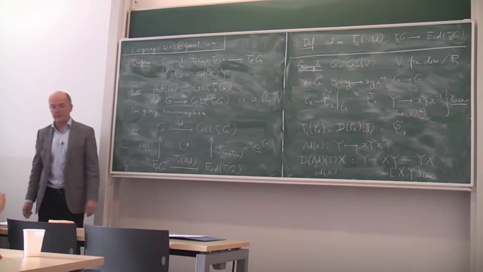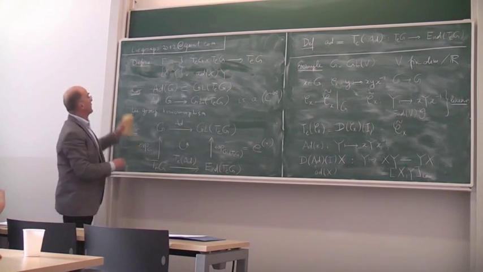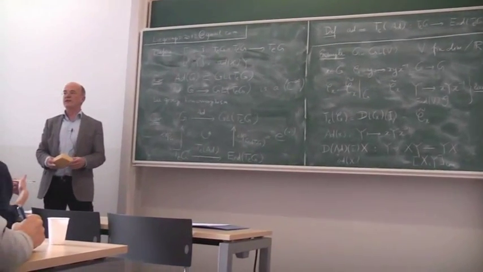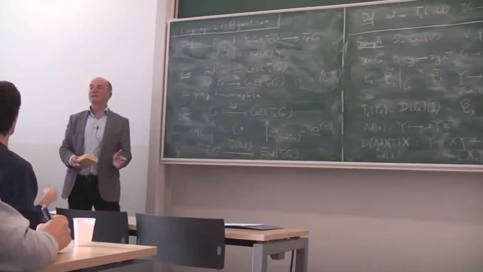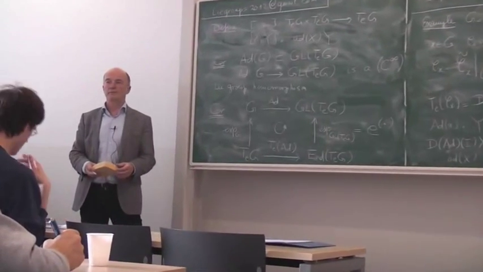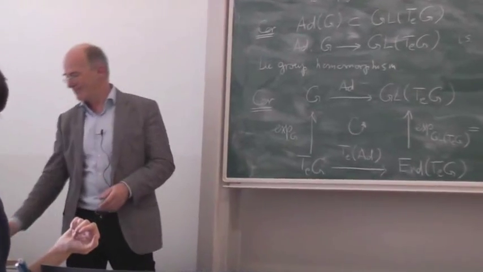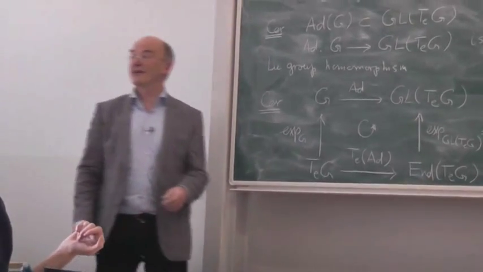And then next time I will show that this defines a Lie algebra structure on the tangent space, and this is called the Lie algebra of the Lie group. And then we will develop some further properties. So this finishes the lecture for today.